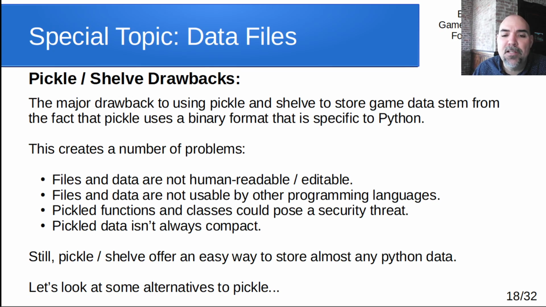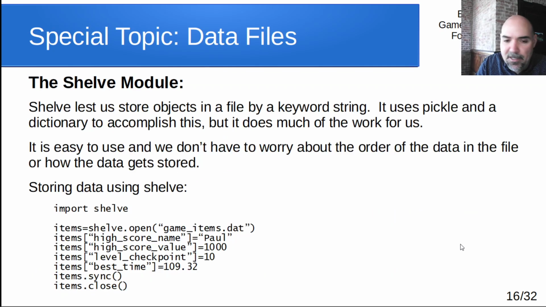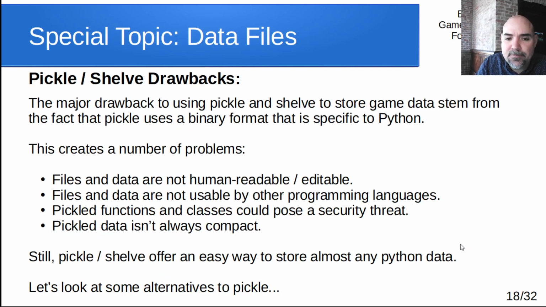Pickled functions and classes could also pose a security threat if we're not careful. Pulling code out of a random file and executing it could create a security hole. Also, the pickled data is quite lengthy. Going back and looking at this, this dictionary explodes into all of this stuff that is hard to read, hard to understand, and not exactly nice and compact, which is especially important for something like network code. But it's still probably the easiest way to store any kind of Python data that you want.